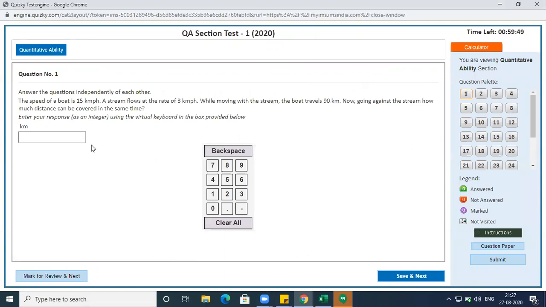All right. First question. The speed of a boat is 15 km per hour. A stream flows at the rate of 3 km per hour. While moving with the stream, the boat travels 90 km with the stream.